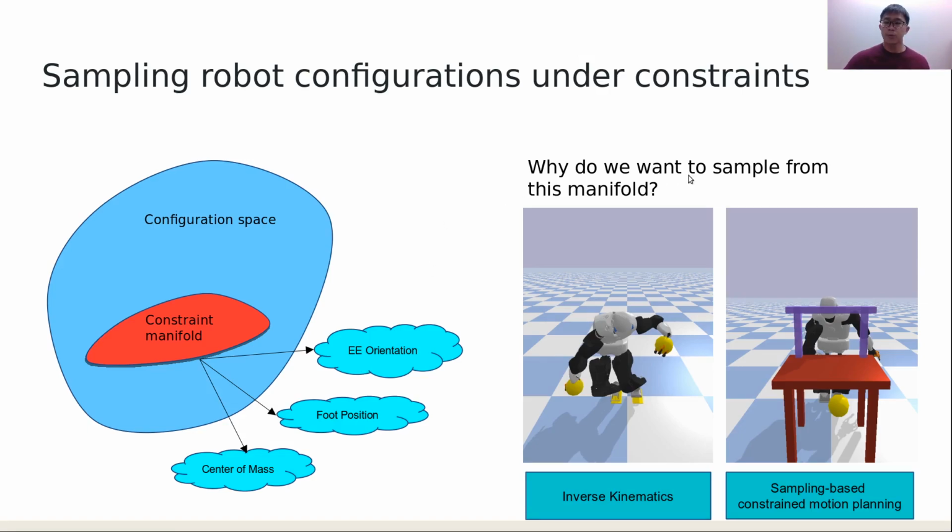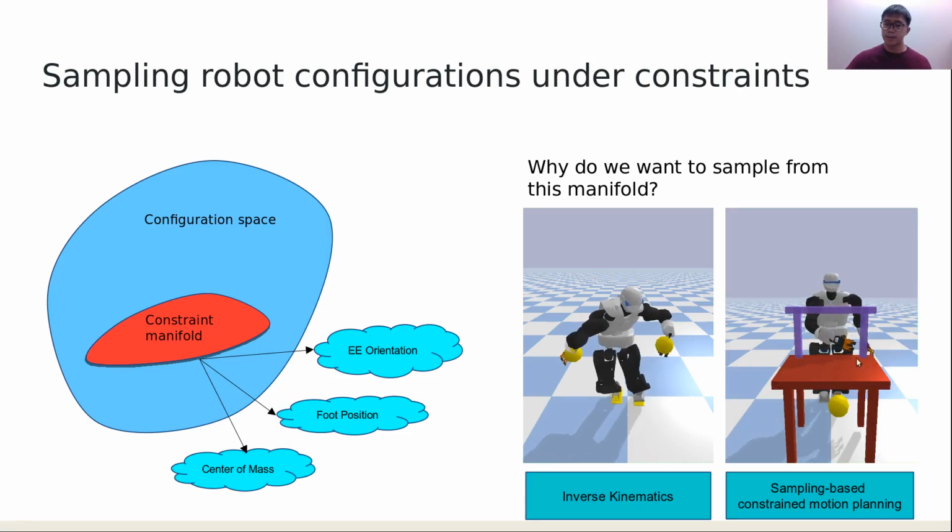So when do we want to sample from this manifold? An example is inverse kinematics, where we want to retrieve configurations that are in this manifold, satisfying the constraints, but also achieve the end effector task.